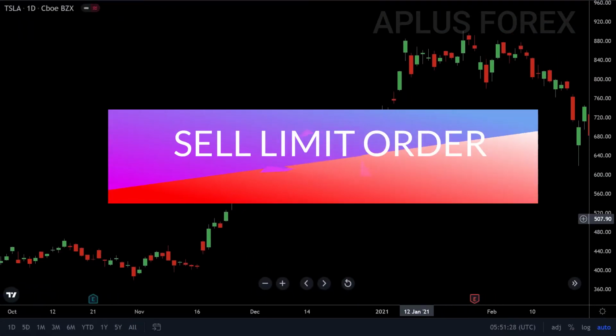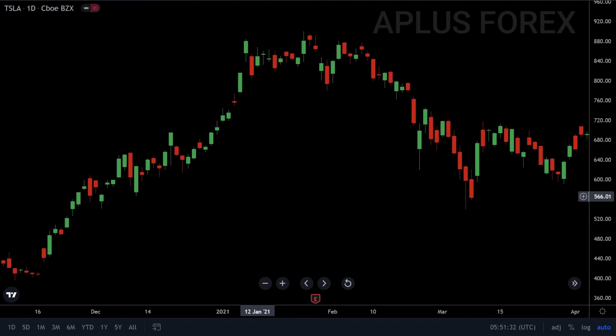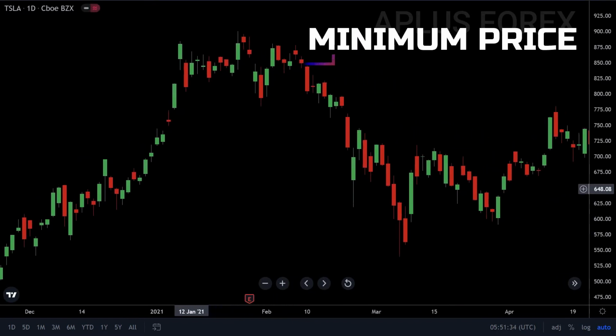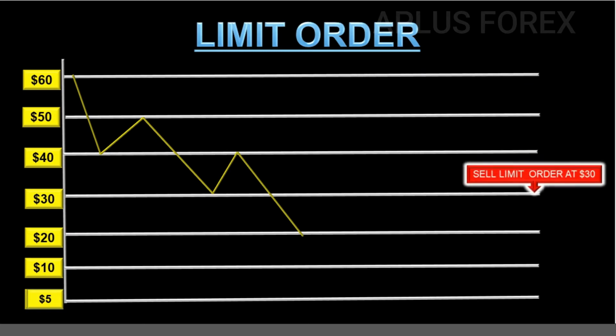So let's check on a sell limit order. This is simply the opposite of a buy limit order, and in this case, we are putting the minimum price we are willing to sell a given stock at. Let's take an example on this chart whereby we can see the market moving down and it's now trading at $20. We target to sell the stock at $30, so we put our sell limit order there because that's the minimum amount we're willing to accept or even higher.